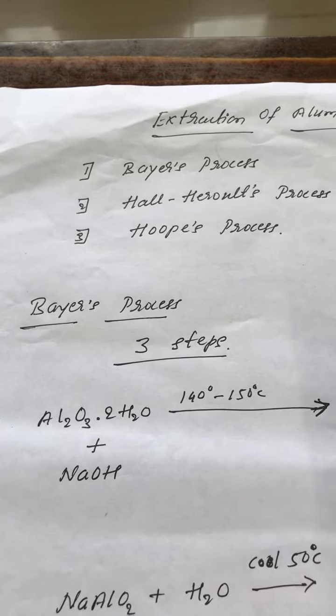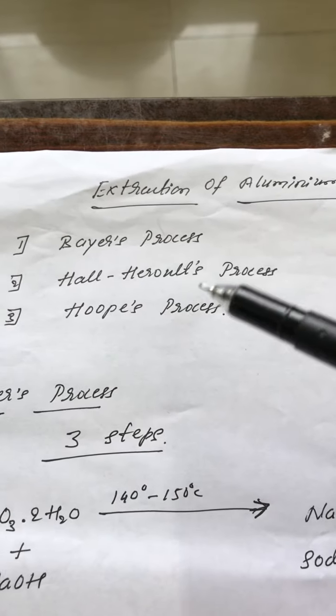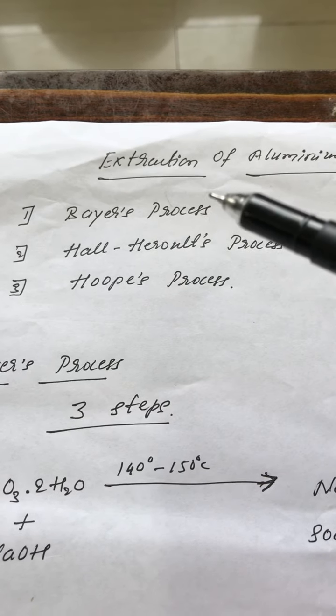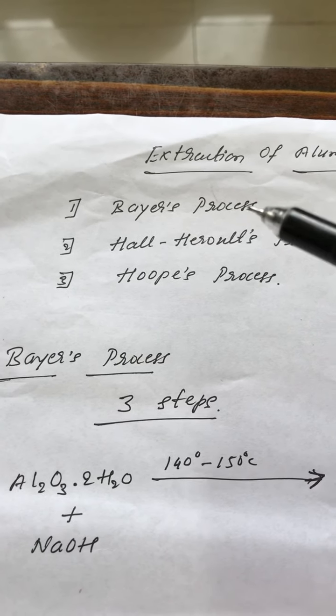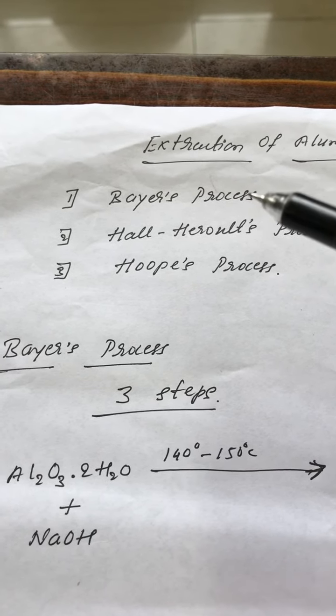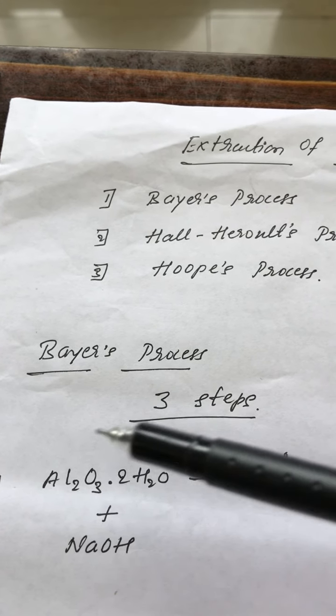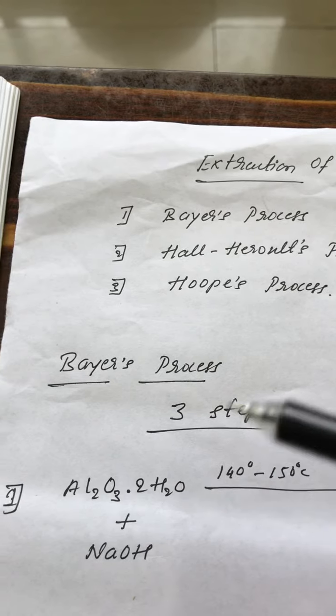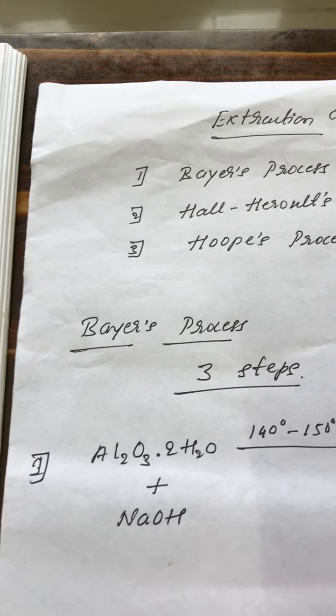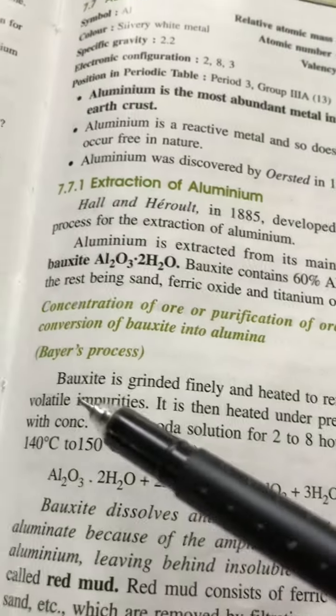Extraction of aluminium is done by taking the raw material from the earth's crust. And as you know, what is the raw material from the earth's crust? That is what? Bauxite. Bauxite is one of the main ores we can get from there. So, extraction of aluminium by Bayer's process.